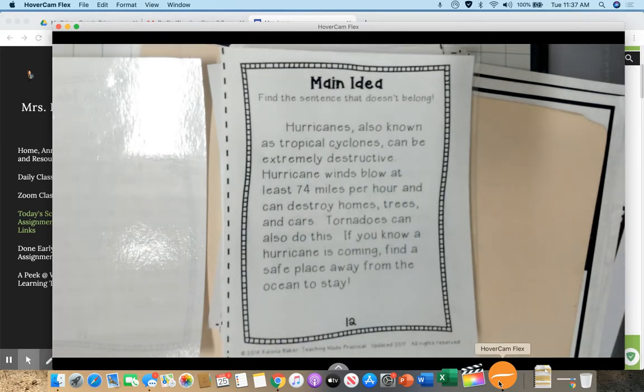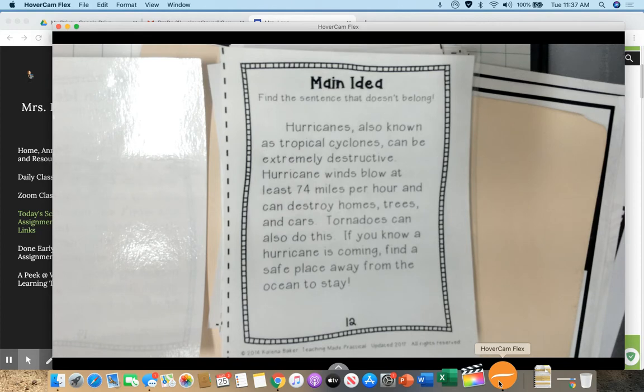Hurricanes, also known as tropical cyclones, can be extremely destructive. Hurricane winds blow at least 74 miles per hour and can destroy homes, trees, and cars. Tornadoes also do this. If you know a hurricane is coming, find a safe place away from the ocean to stay.